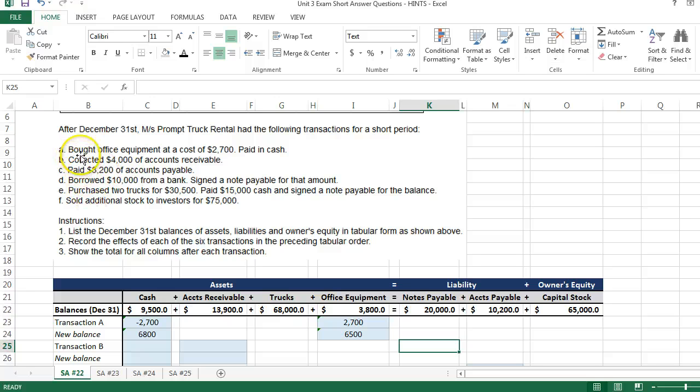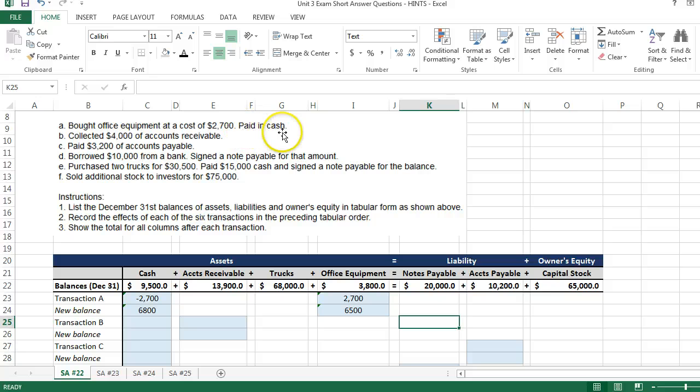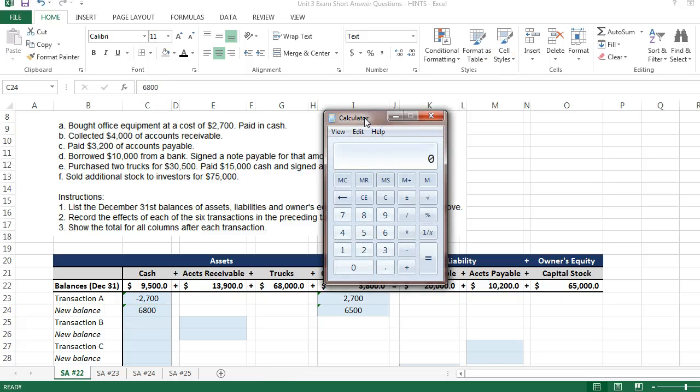So the first transaction A, bought office equipment at a cost of $2,700 paid in cash. All right, so what does that tell us? We paid in cash, so that kind of triggers the fact that we're going to be using our cash account for this transaction. So you'll see down here, we spent that cash. So we spent $2,700, so we want to subtract that from what we had in our original balance, and then we calculate our new balance. So open up your calculator in order to get that amount. So we had $9,500. We spent $2,700 towards office equipment. That gives us a new balance of $6,800.